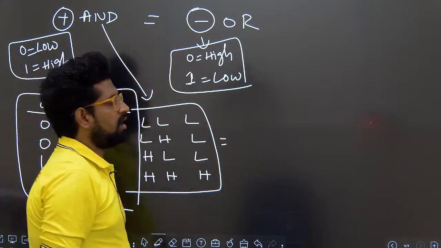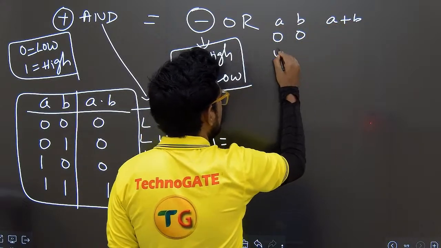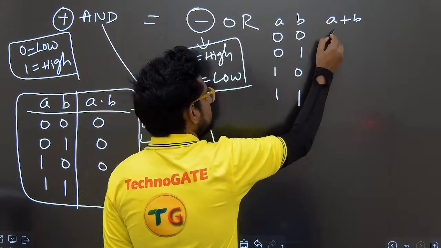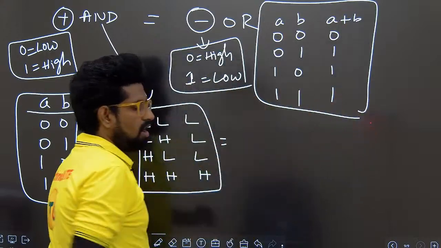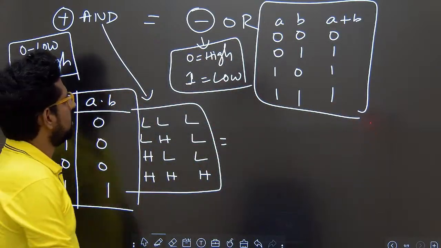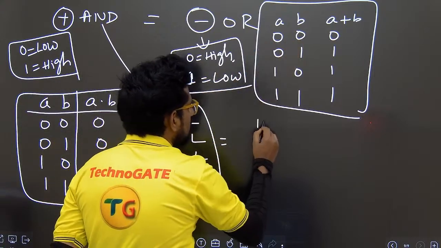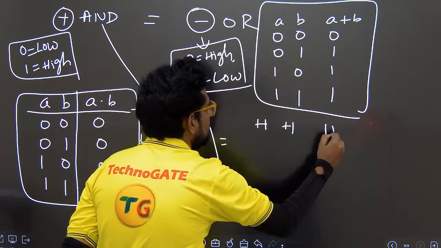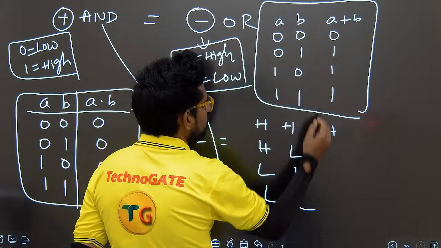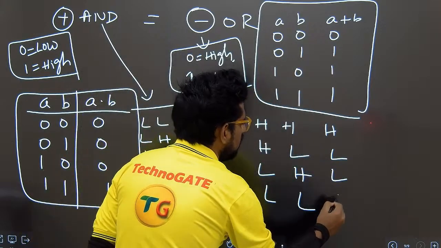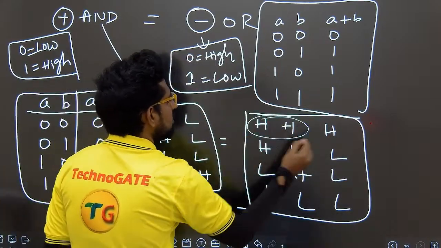First let me write the OR gate. OR gate means A, B: 0, 0; 0, 1; 1, 0; 1, 1. So the output is 0, 1, 1, 1. So this is OR. In the OR gate, I said clearly that 0 is high, 1 is low. In that manner you can write high, high, high; high, low, high; low, high, high; low, low, low. Now you can see these two tables. Whenever there are 2 highs, the output is high.